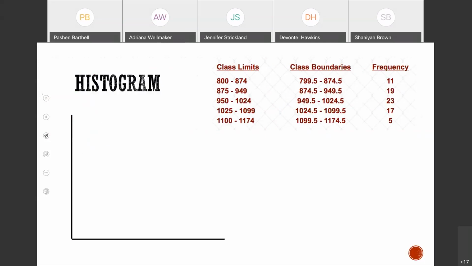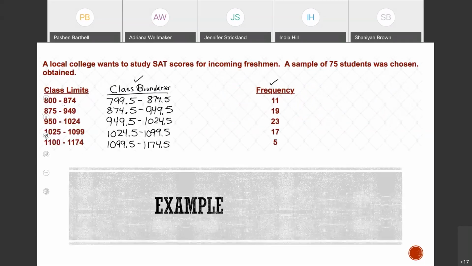We've got our boundaries. I have a question. Yeah, go ahead. How did you get 1174.5 at the end of class boundaries? Okay, so you're going to take this 1174 right here, and you're going to go just a little bit more. And going just a little bit more means that you're going to tack on a 0.5 on the end. Okay, thank you.